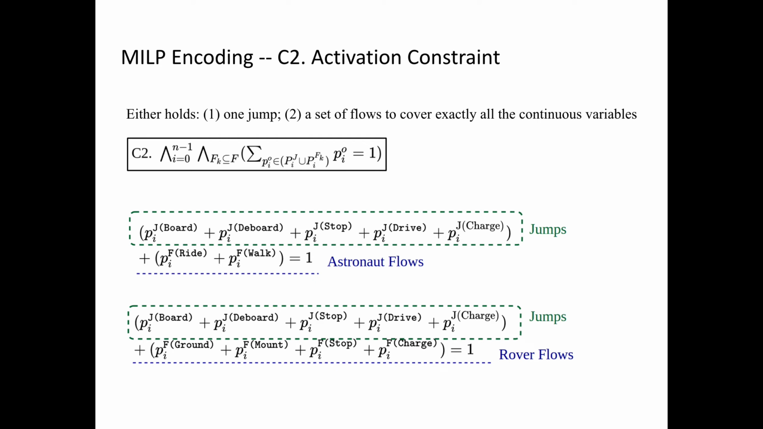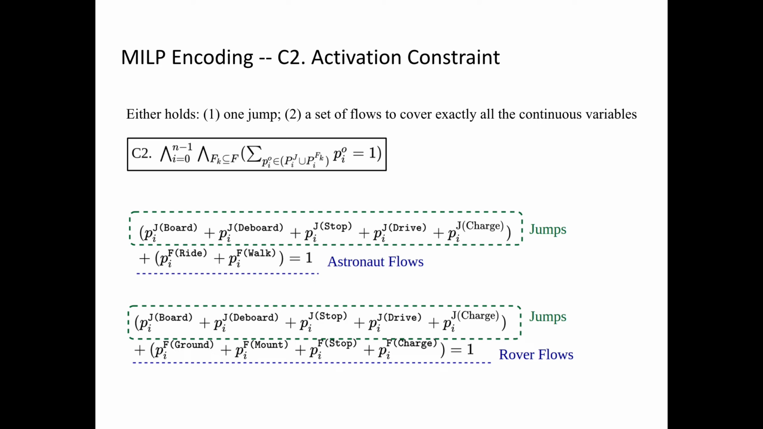As for the activation constraint, it enforces either of these 2 conditions hold. One jump is activated, or the dynamic functions of all the activated flows exactly cover all the continuous variables. For example here, we have 2 activation constraints for our motivating example. Recall that an operator is activated if its Boolean variable is 1. The first is that the sum of all the jumps and all the flows for astronaut should be exactly 1, and same for the rovers.